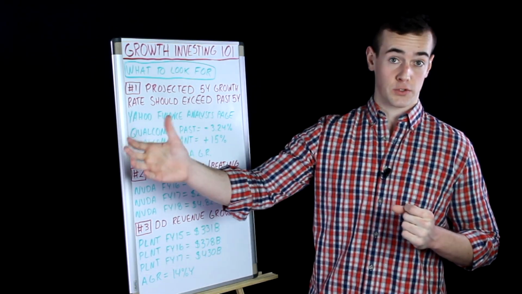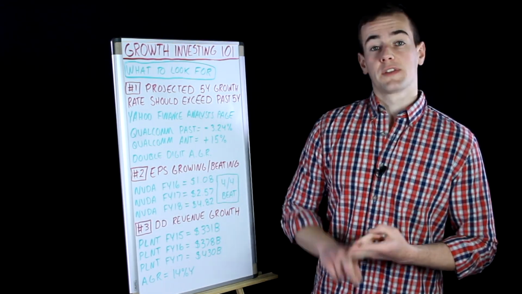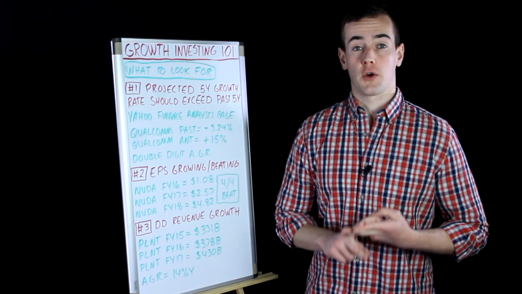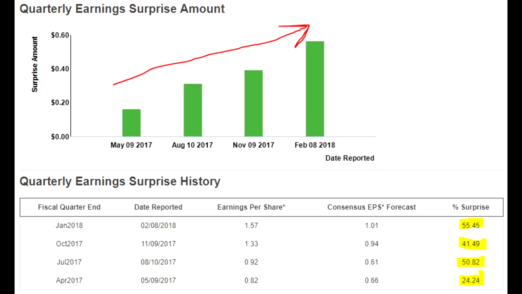It's going to be growing faster in the next 5 years than it did in the previous 5 years. The second thing we like to look for is that earnings per share are growing and also beating analyst expectations. So again, I use the NASDAQ page. They have a really good page layout as far as the earnings surprise go. It tells you whether or not that company is beating expectations, in line, or below expectations.